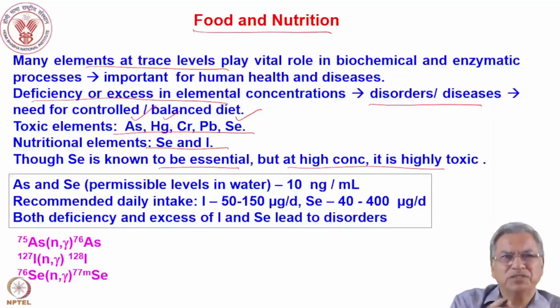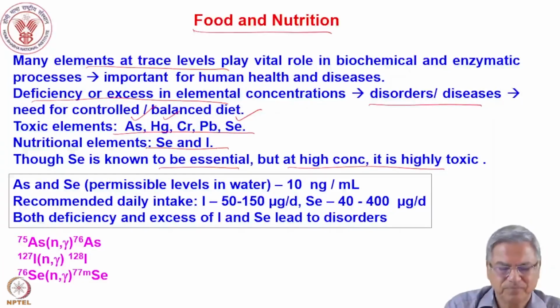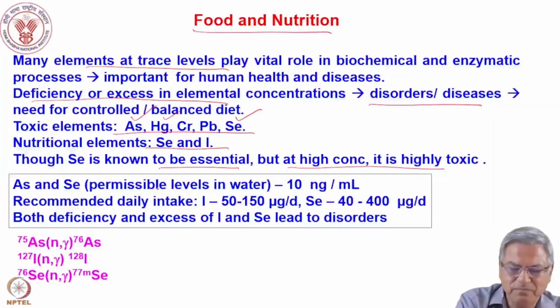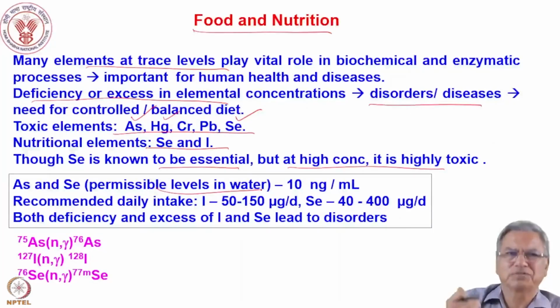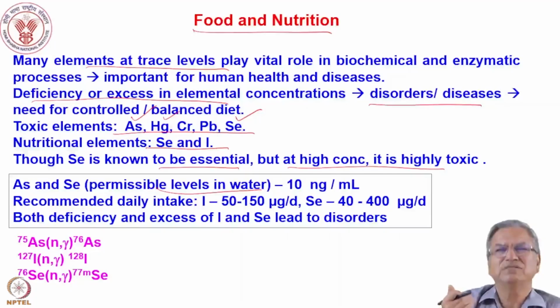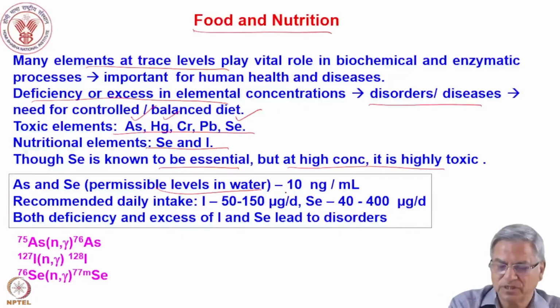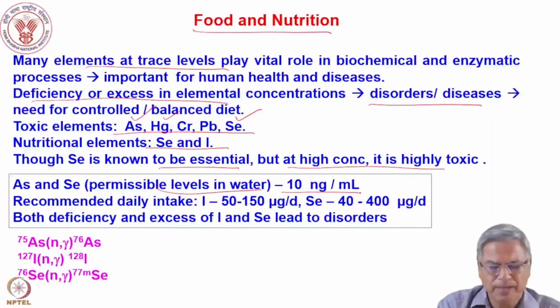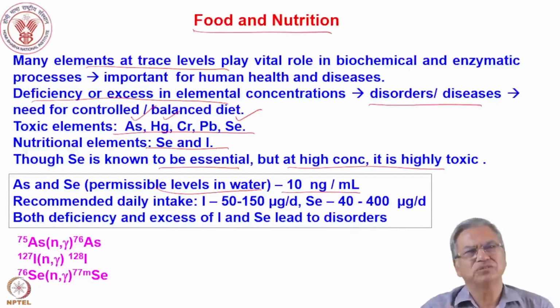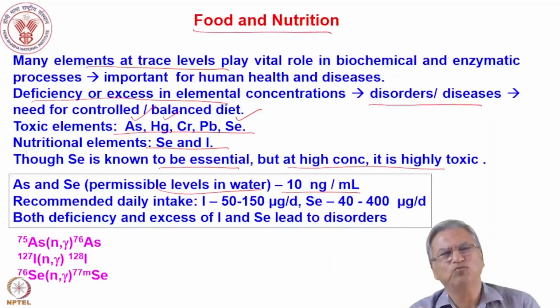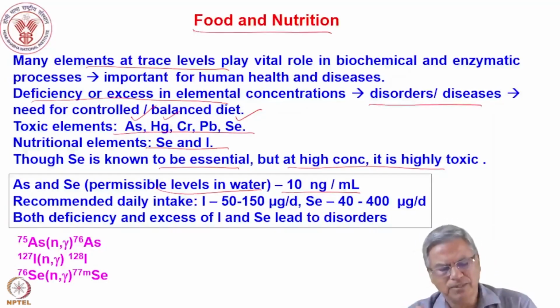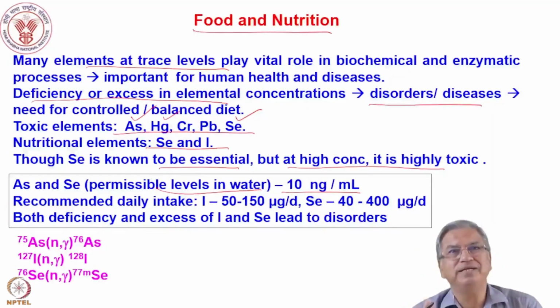So we will discuss the NAA of arsenic, selenium, and iodine. For arsenic and selenium, there are limits prescribed by the WHO, World Health Organization, that drinking water should not contain arsenic or selenium at more than a certain concentration, like 10 ppb. Since these elements are useful for our body, we require them. There are recommended daily intake values.